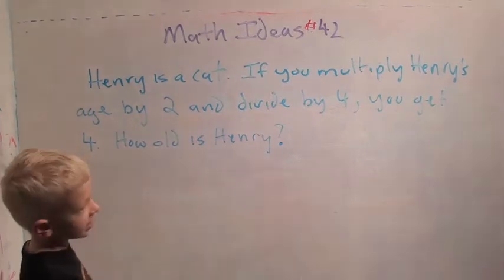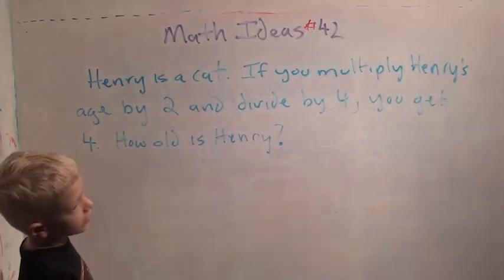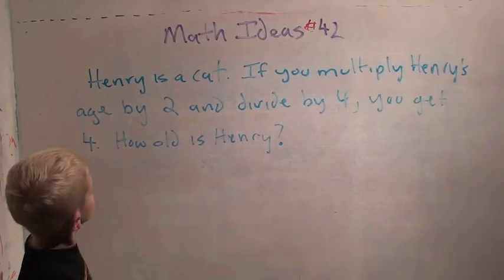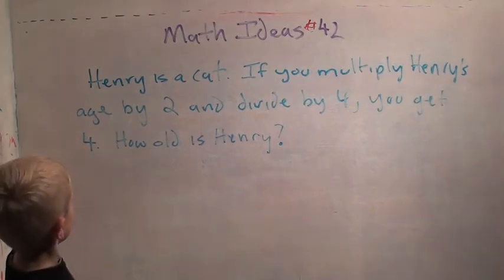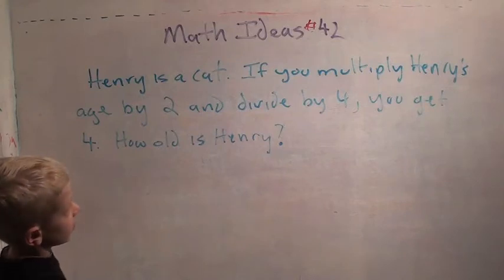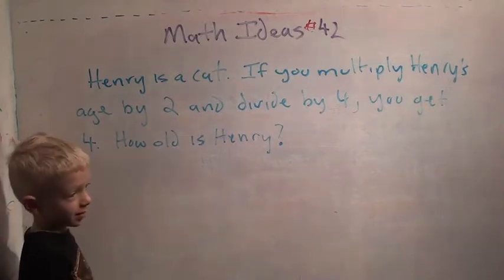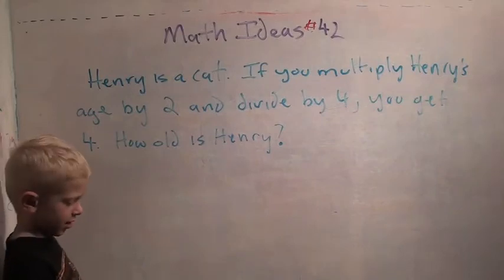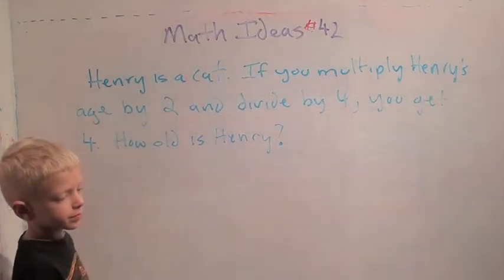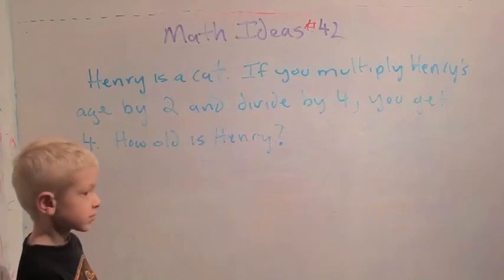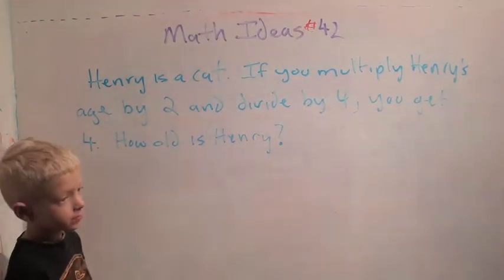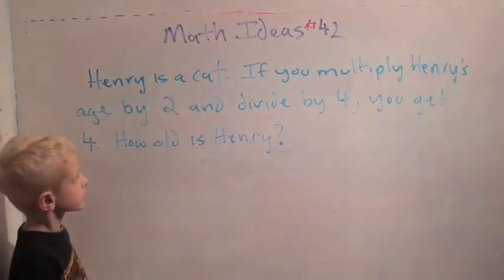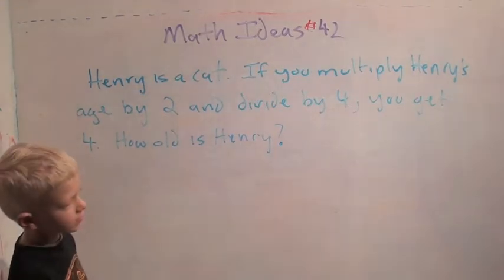Henry is a cat. Why don't you read the problem today? That'll be fun. Henry is a cat. If you multiply Henry's age by 2 and divide by 4, you get 4. How old is Henry? Okay, so we don't know what Henry's age is, right? But we do know if you multiply Henry's age by 2 and then you divide by 4, you get 4. So how do you think you want to try to solve this problem?